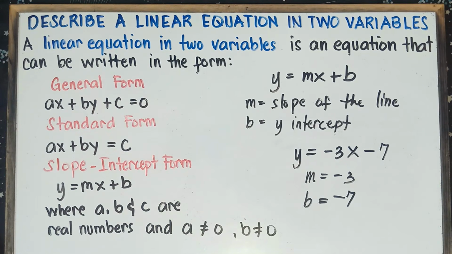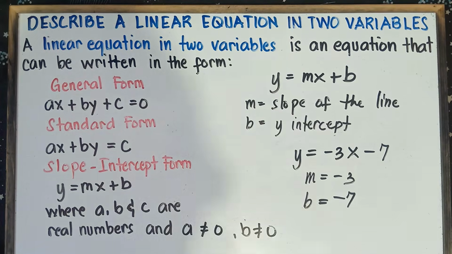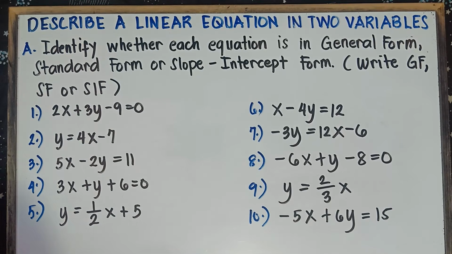I hope it's clear for you, class, with regards to general form, standard form, and then slope-intercept form. So let's proceed now to our first activity. Letter A, identify whether each equation is in general form, standard form, or slope-intercept form. Write GF for general form, SF for standard form, and SIF for slope-intercept form.